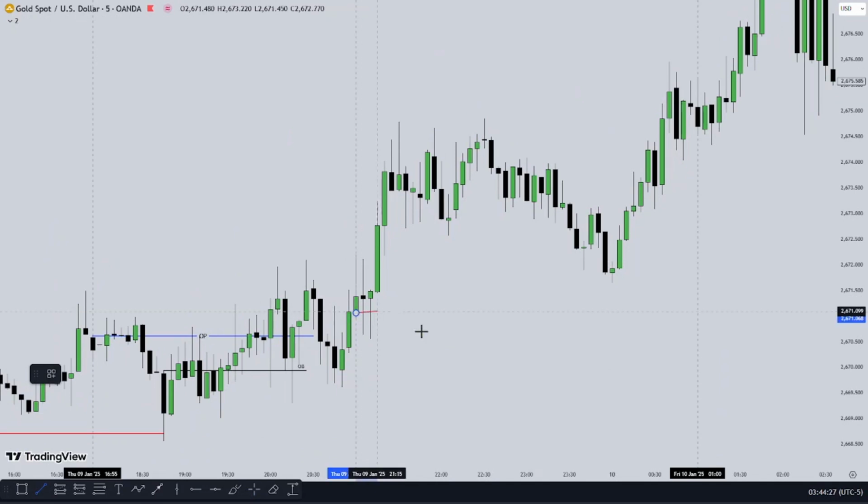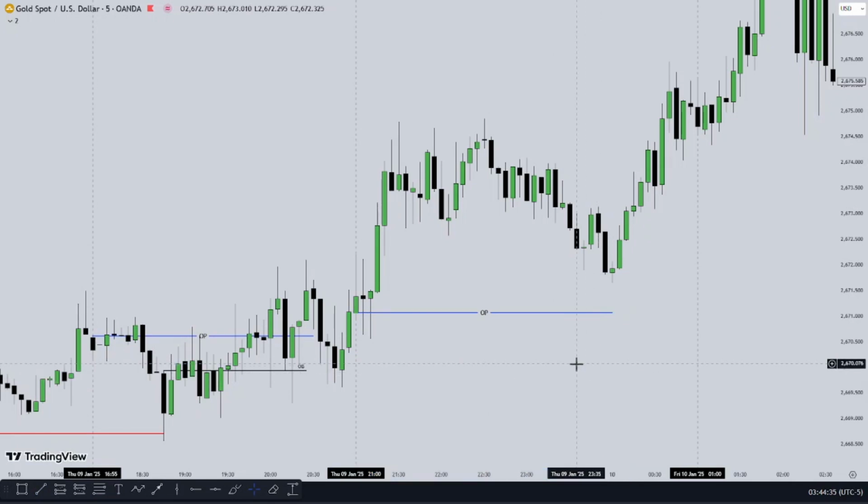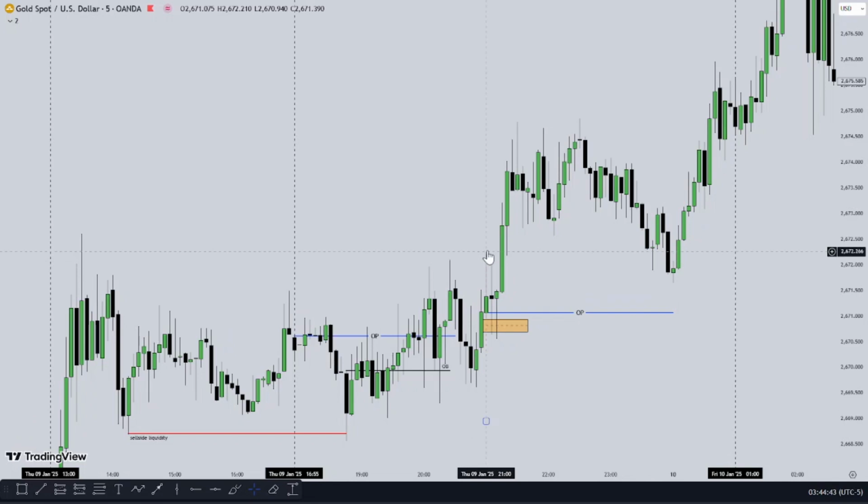Price opened, then traded to a discount fair value gap. From the opening price, price traded to a discount fair value gap. Here's the fair value gap. After creating this swing high, I have to move this rectangle a bit. Price created a swing high and left this fair value gap open.